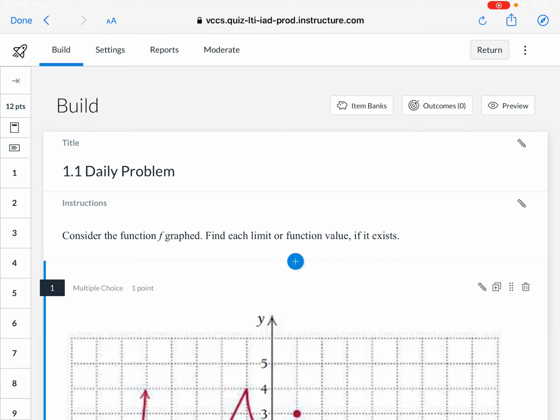Email me if you have any other questions. Reading limits in the graph can be kind of confusing because you have to follow the graph from the left and the right and everything. So I'll be happy to work with you during my office hour.